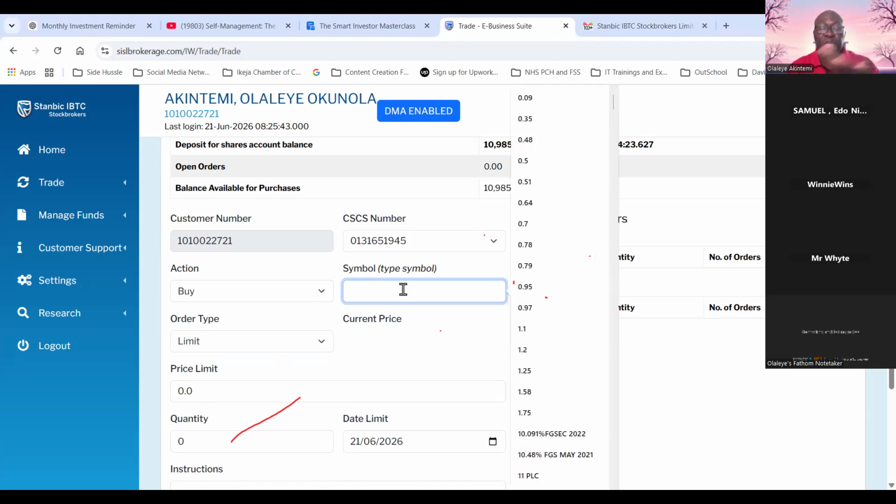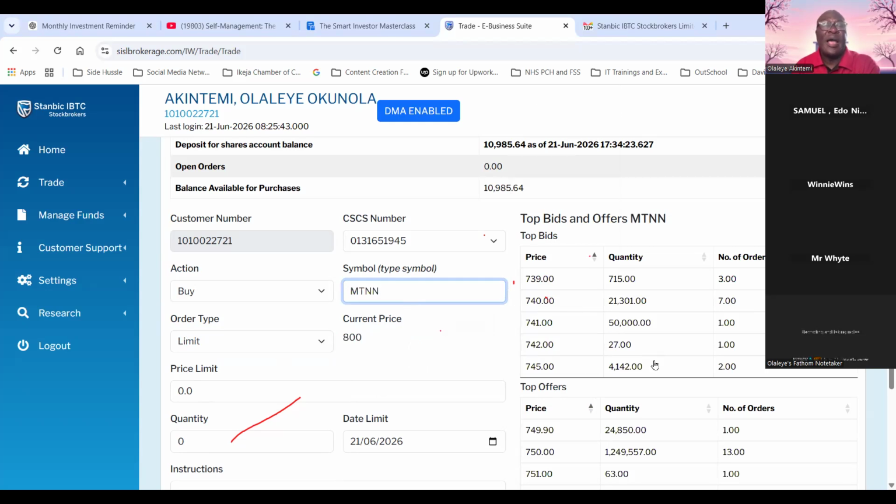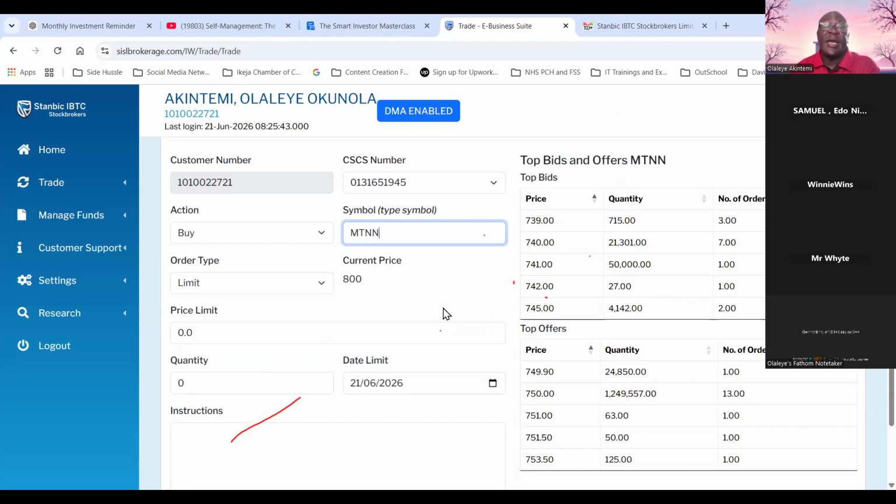Then you can put in the name of the stock you want. Let's say, for example, I want to buy MTN. And then I select MTN. It's telling me MTN is 800 Naira. Meanwhile, somebody is offering. How much is the lowest offer showing on this screen? Can anyone tell me? 739. 749.9. Exactly.